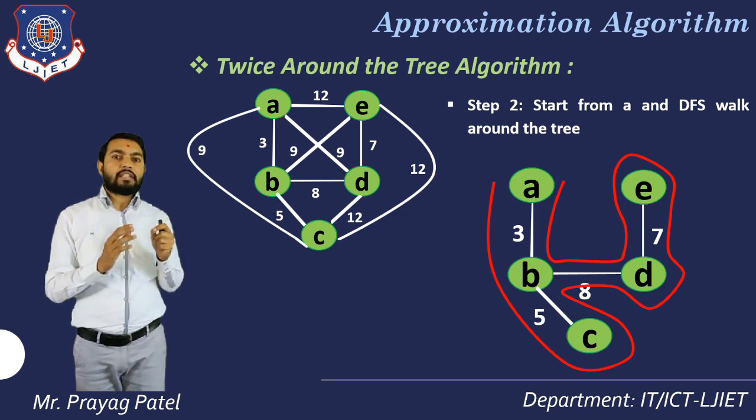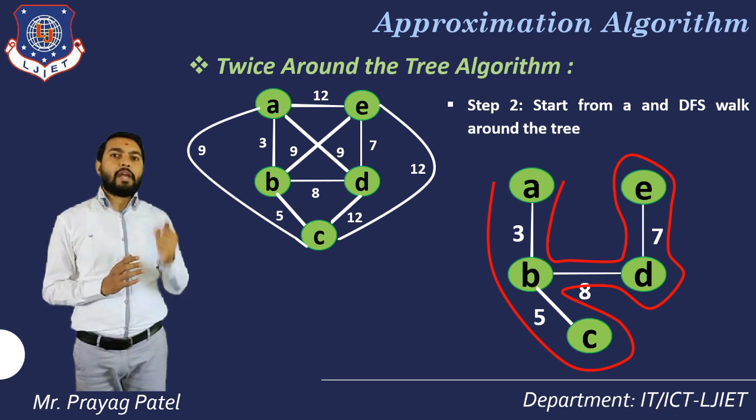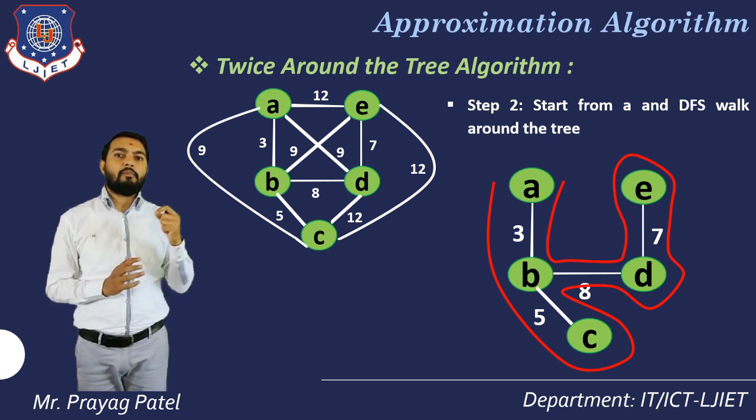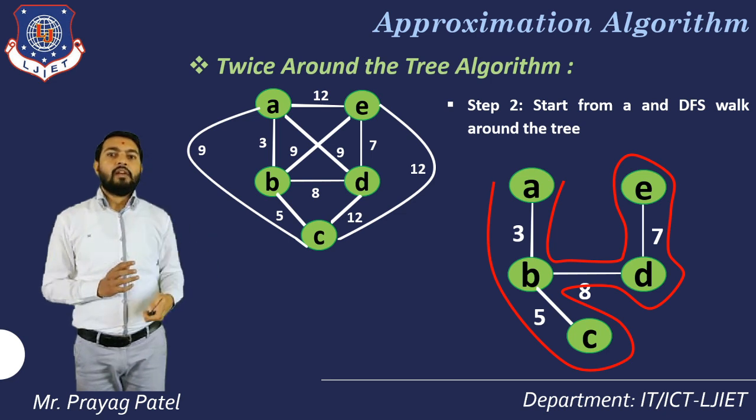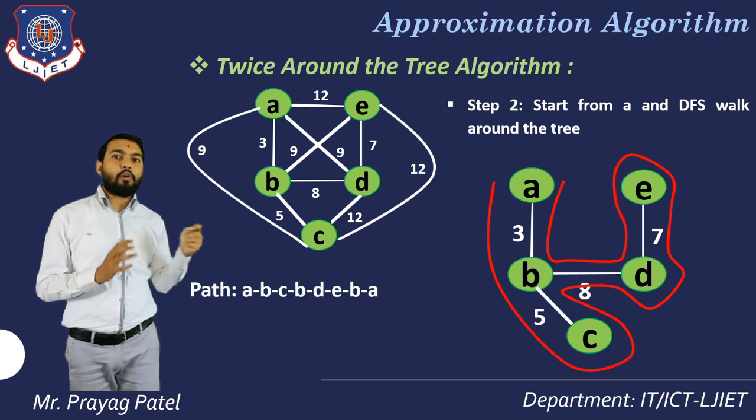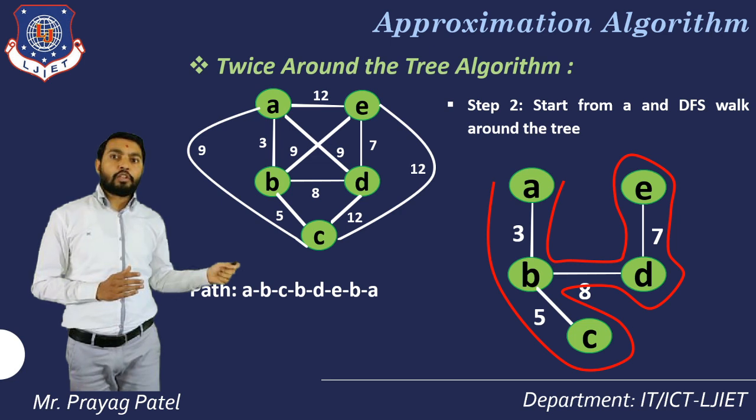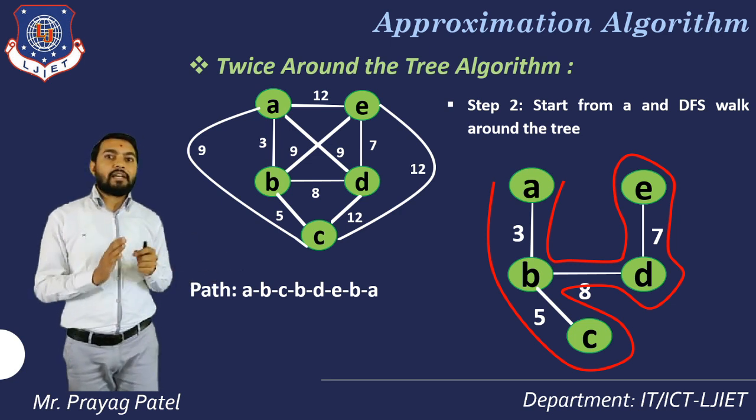So we move in this tree using DFS. According to DFS, we move from A to B, B to C, C to B, B to D, D to E, E to D, D to B, and B to A. Write this sequence as the path for this answer. So this is the path for the twice around the tree.